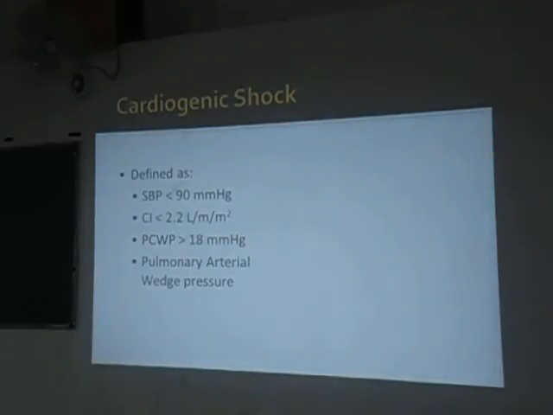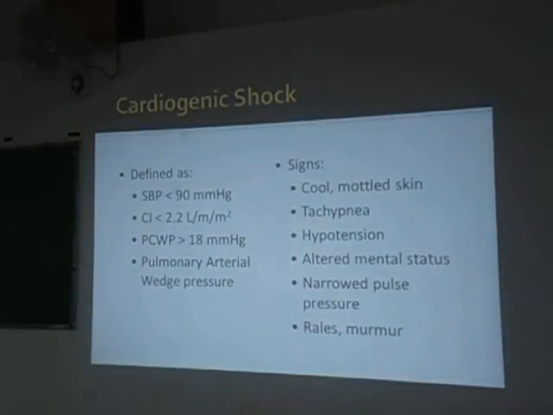So if systolic pressure is less than 90, cardiac index less than 2.2, pulmonary capillary wedge pressure more than 18, all these things are indicative of cardiogenic shock. So this pressure is increased means there is pulmonary congestion also. So skin signs, we have cold peripheries, tachypnea, hypotension, altered mental status, narrowed pulse pressure, and murmurs.